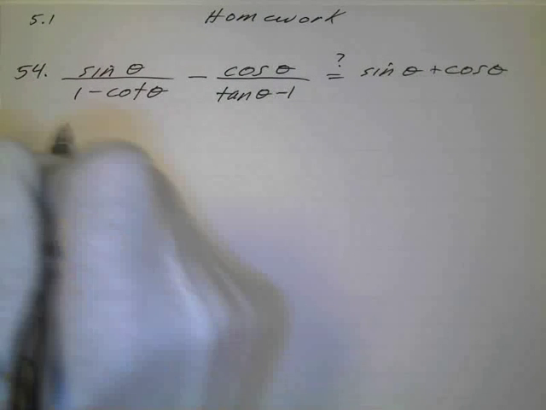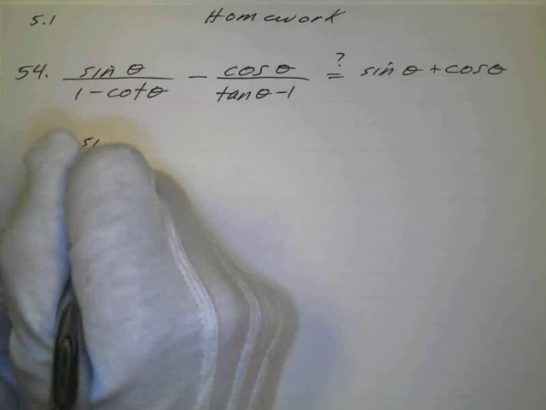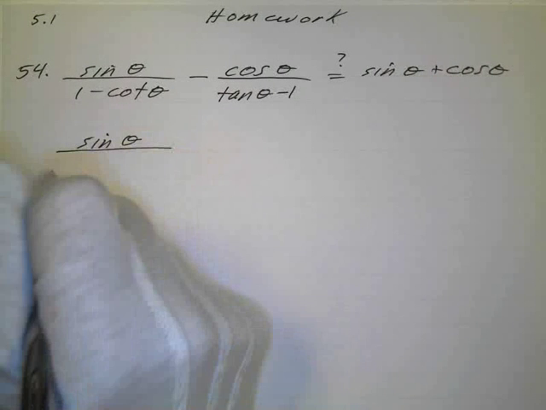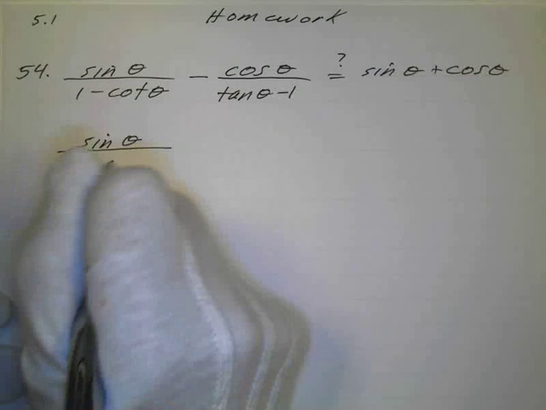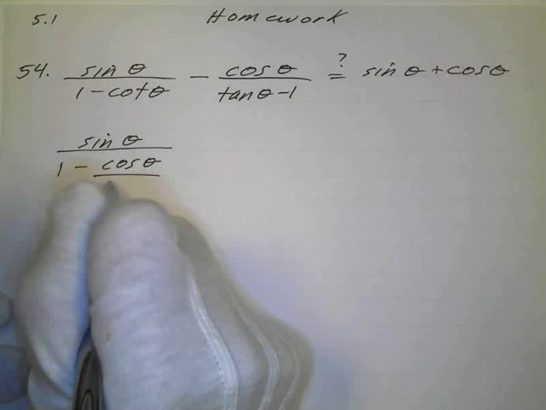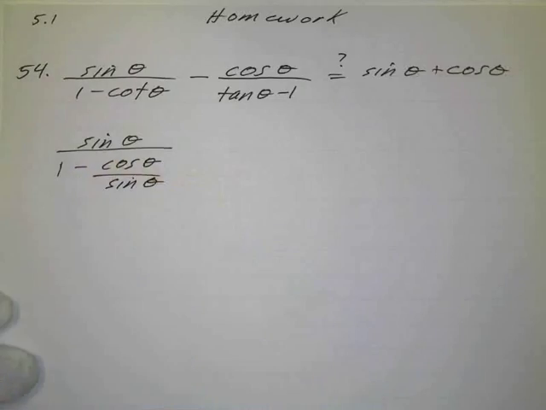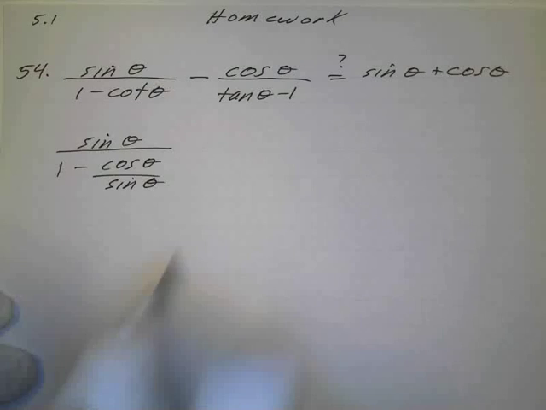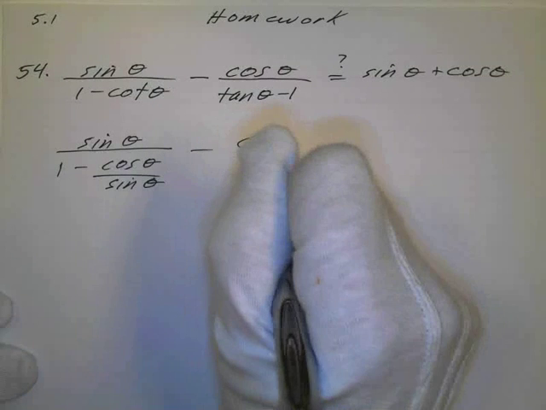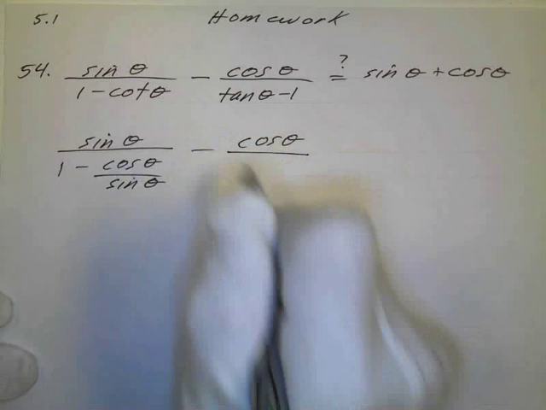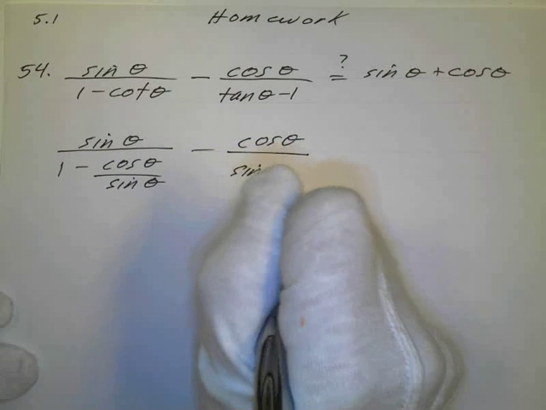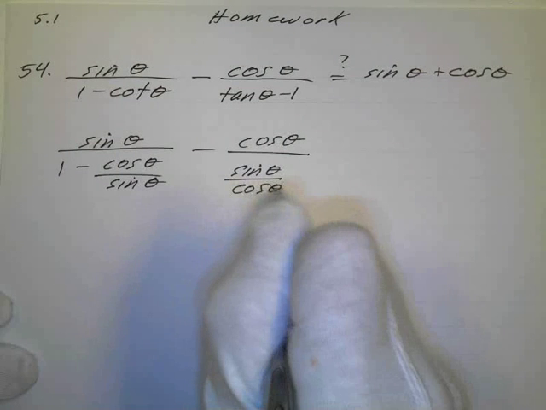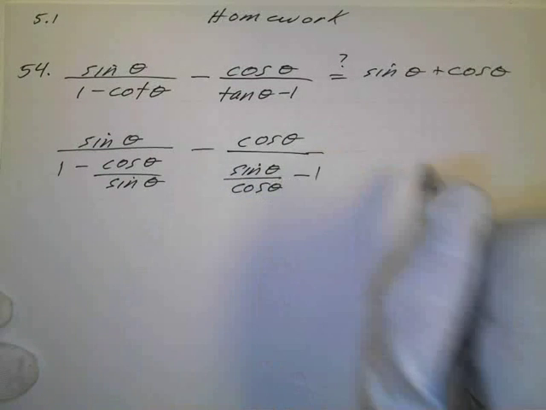Okay? So over here I've got the sine. I'm already okay on the top, so the sine of theta, all divided by 1 minus, and the cotangent is the cosine of theta over the sine of theta. Those are your basic reciprocal properties you need to know, and your basic identities there. Okay, minus, and this is already in the cosine of theta, and this is going to be sine of theta all over the cosine of theta minus 1.